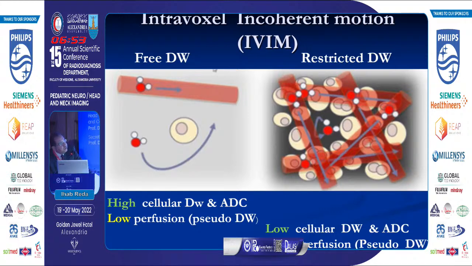And this is the origin of what we call intravoxel incoherent motion, because the diffusion in each voxel is going in an opposite way. Here, in free diffusion, it's high ADC, but low perfusion. And in restricted diffusion, there is low ADC, but plenty of vessels, so there is high perfusion.